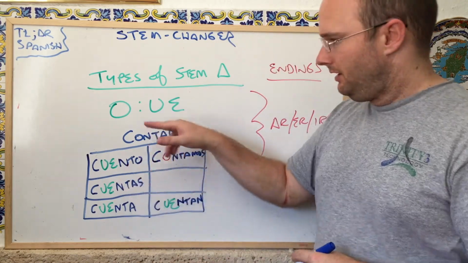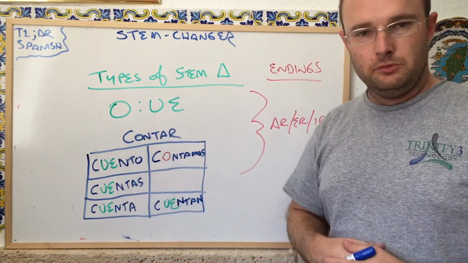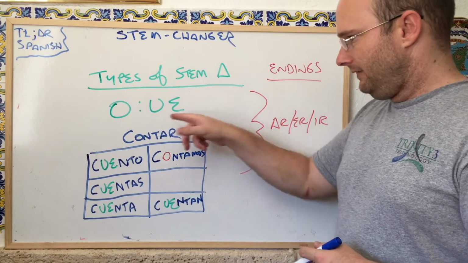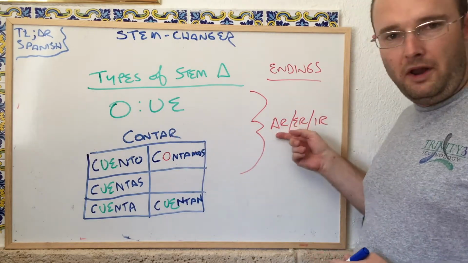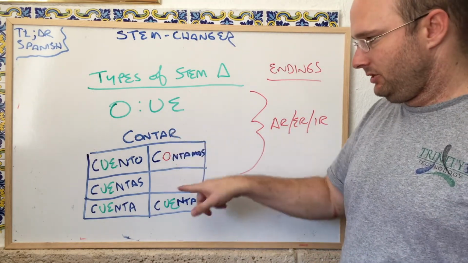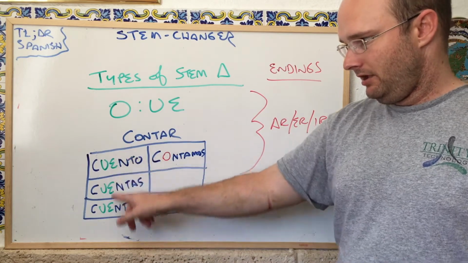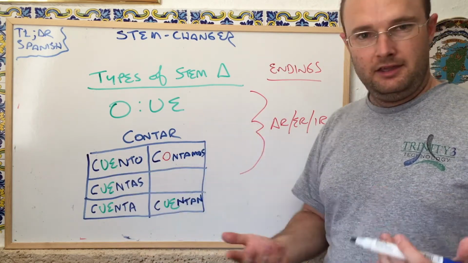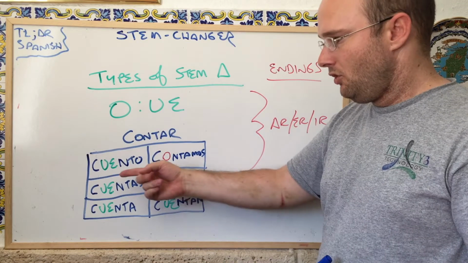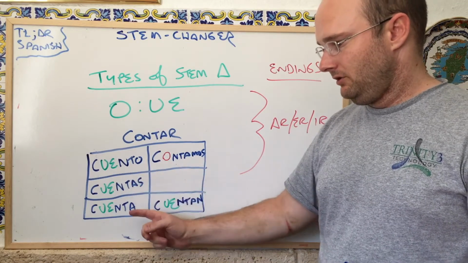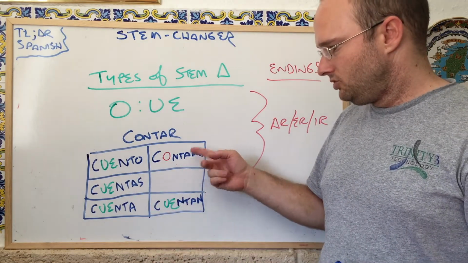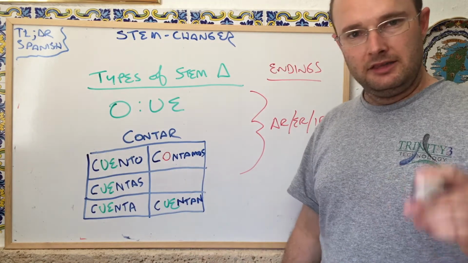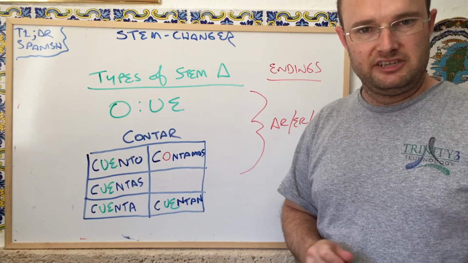So this is what an O to a UE stem changer looks like. And this can be the case for whatever verb ending we have. It's still going to follow that same pattern. So the verb contar in our 5 forms would be cuento, cuentas, cuenta, contamos, cuentan. Let's take a look at our next example of a stem changer.